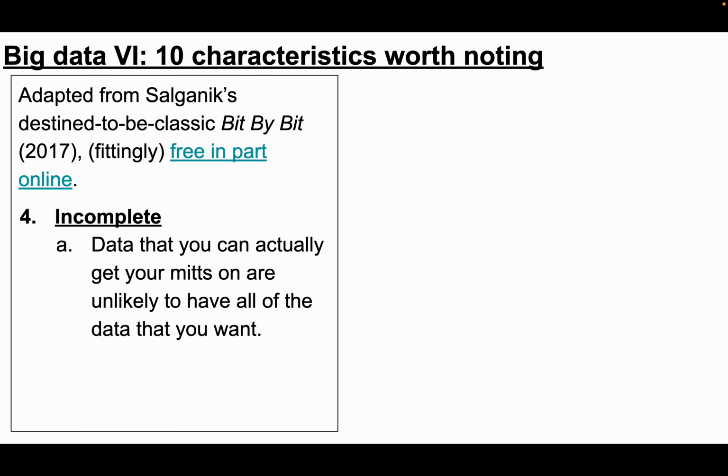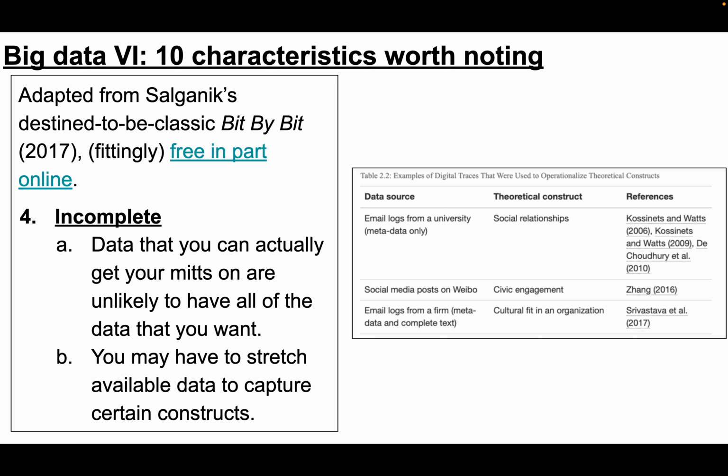So here's another key characteristic that I wanted to mention. Big data are incomplete. This is turning from the pro list to the con list. The data that you can actually get your mitts on are unlikely to have all of the data that you want, and you often have to stretch available data to capture certain constructs. For example, this is a nicely titled figure from Salganik. These are digital traces that were used to operationalize theoretical constructs. In plainer language, here's the data that people actually had, and here's what they were saying it represented.